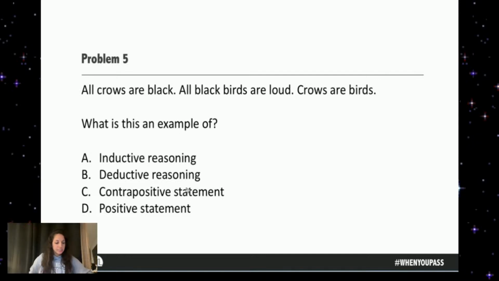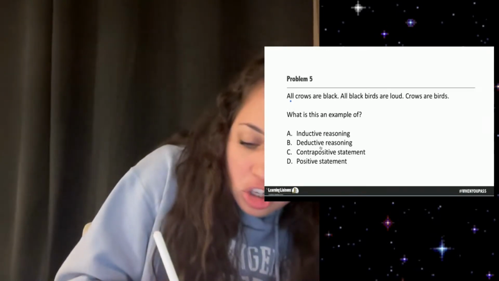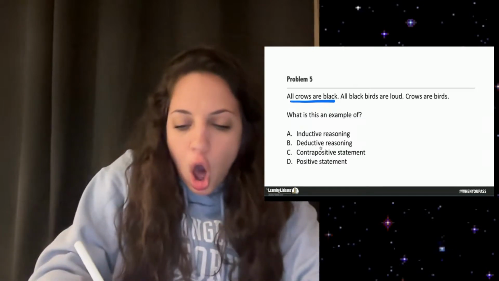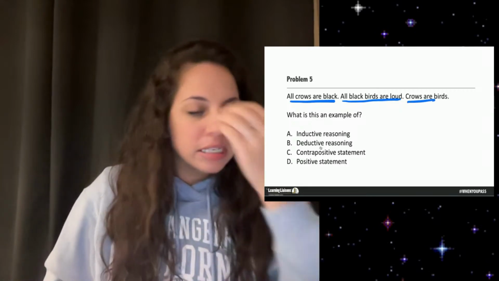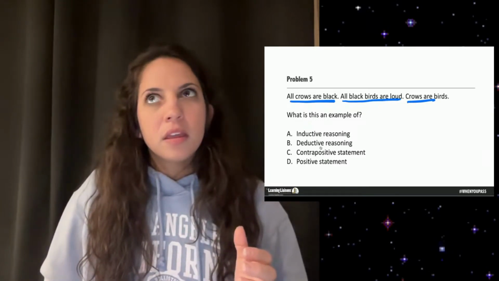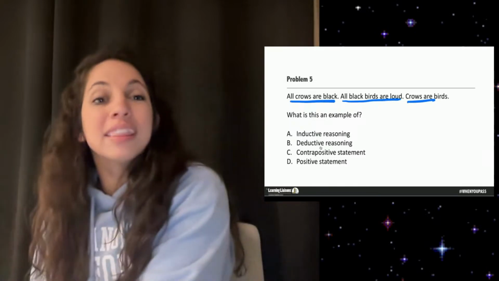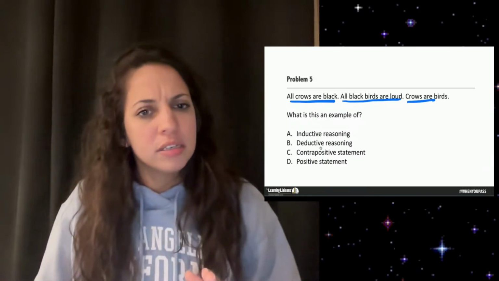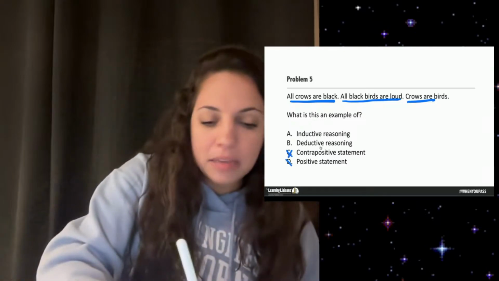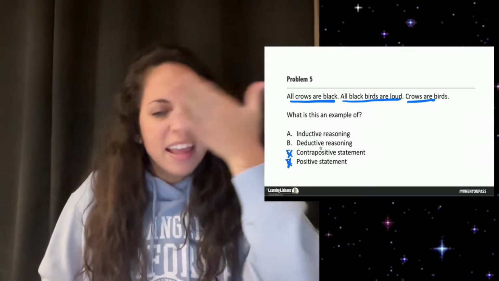So this one is interesting because we're not really doing an A plus B equals C in this scenario. So we know all crows are black, and all blackbirds are loud. Crows are birds. This is an interesting statement because typically, if you were looking at an example like this, it would say all crows are black, all blackbirds are loud, crows are loud. But it didn't say crows are loud. It said crows are birds. So this is not a contrapositive or positive statement, because a contrapositive statement is like if P then Q, if not Q then not P. And they're not doing that.